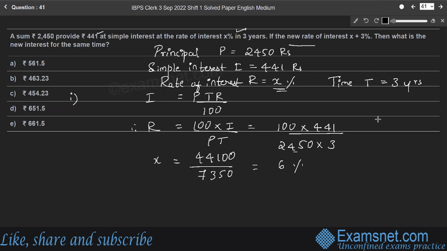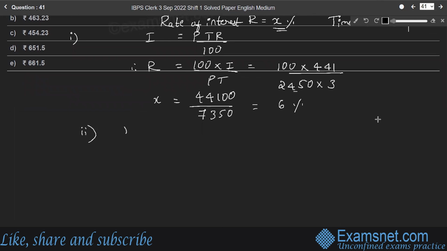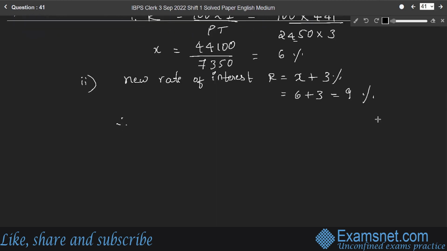So, in the second case, the new rate of interest is X plus 3%, so new rate of interest R is 6 plus 3, which is 9%. Therefore, we have to find the new simple interest for the same time. Here the time period is again 3 years and the principal is the same, 2,450.